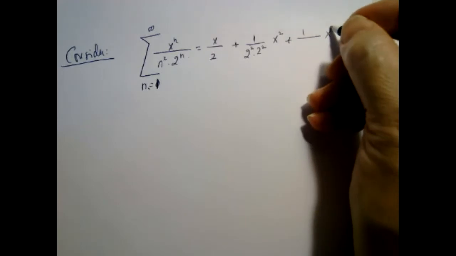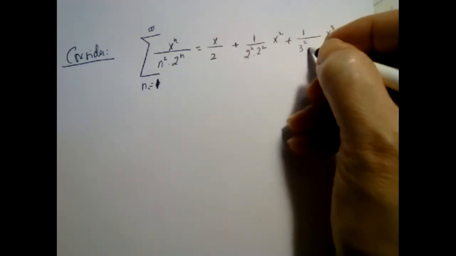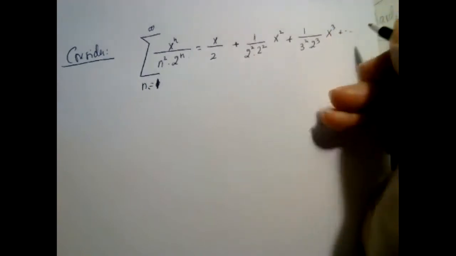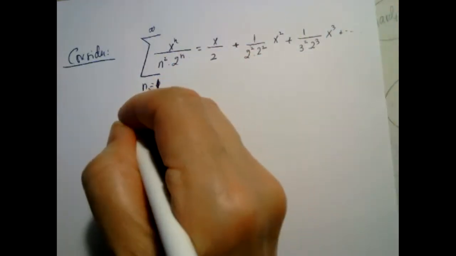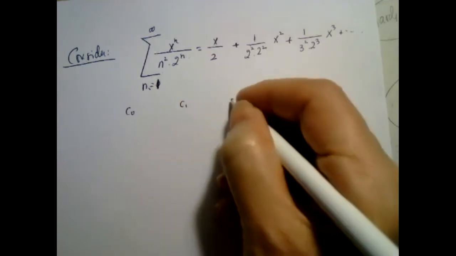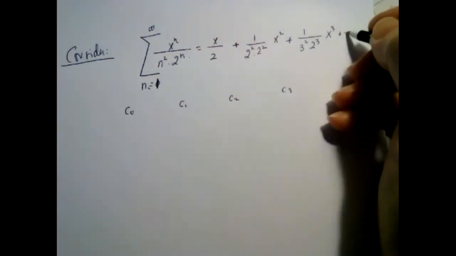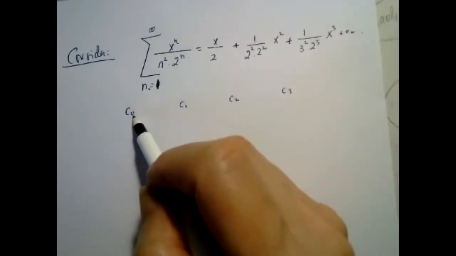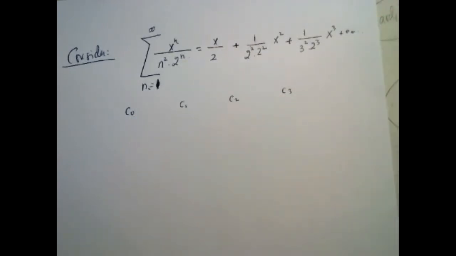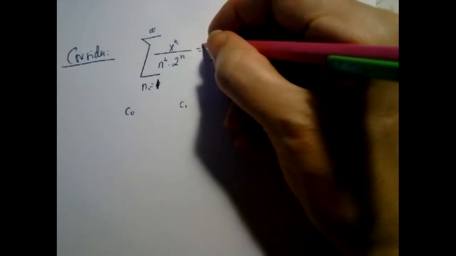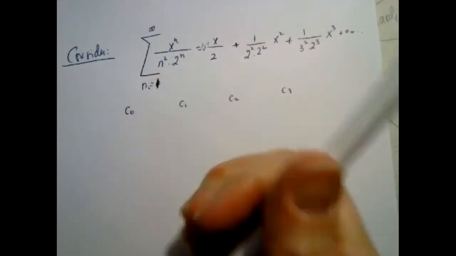If n is 3, I will have 3 squared times 2 cubed, and so on and so forth. So in terms of constants, what's the C0 here? What's the C1? What's the C2? And what's the C3? C0 is usually the constant term in the expression of my power series. Here, there is no constant term, so C0 for us is going to be equal to 0.